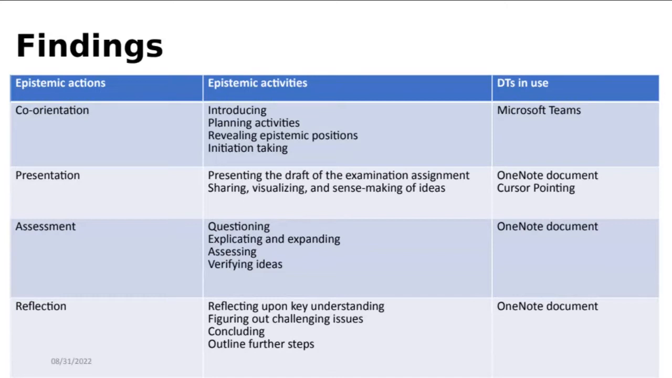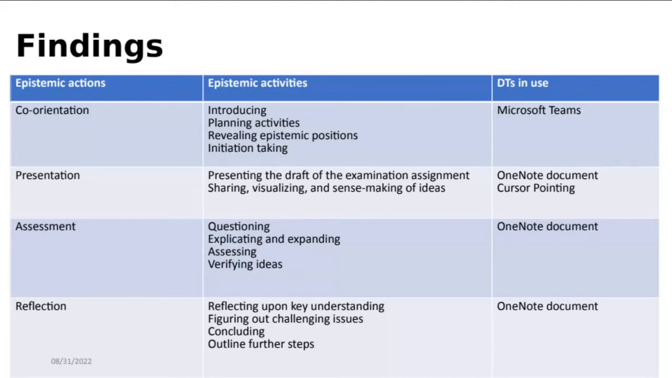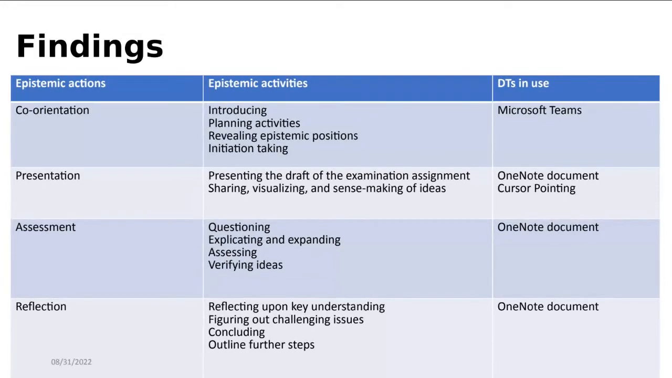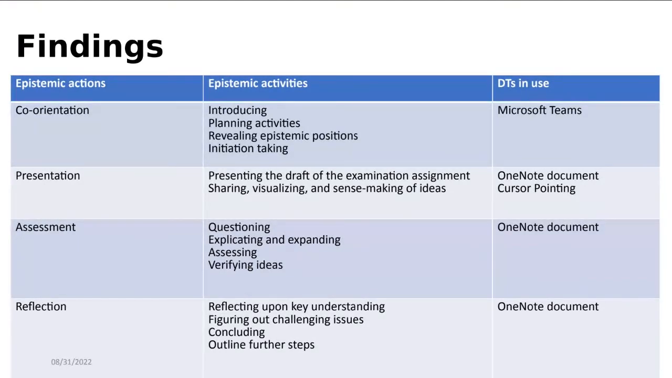I call that co-orientation, and the meeting took place in Microsoft Teams, so that's a Teams meeting. I describe Teams as a space for engagement. In the second stage, they shared PowerPoint presentations or one document of the draft of the examination assignment. The object of discussion in the meeting was how to solve their examination assignment, so they were told to collaborate or learn together. In the second stage, sharing, visualizing, and sense-making started with the help of one document shared on the screen. There is a lot of showing and focusing with cursor pointing and so many things.